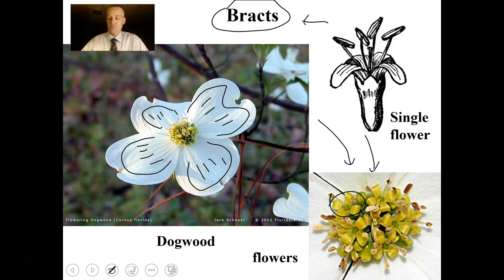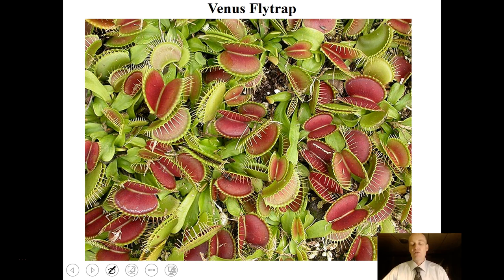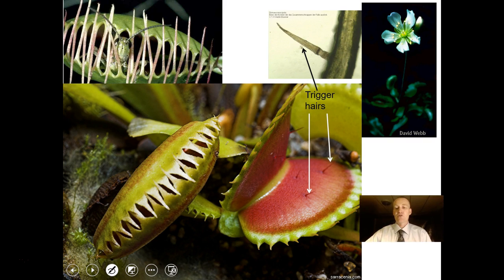One of my favorite plants is the Venus flytrap. I can't find a place to put my face, so I'll just put it there. But the Venus flytrap has a really complex modified leaf that's organized to catch insects. So Venus flytraps will typically live in areas that other plants can't live in. Typically, they're boggy areas. We don't have them in Virginia, but we do have them in North Carolina that live naturally. And if you notice on the inside of the leaf, there are these little hairs.